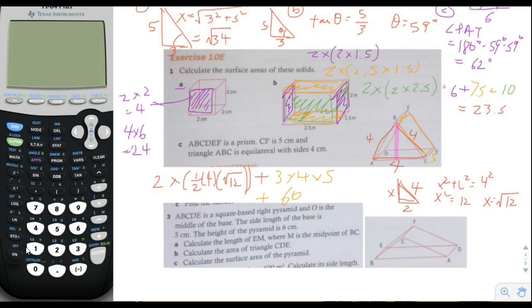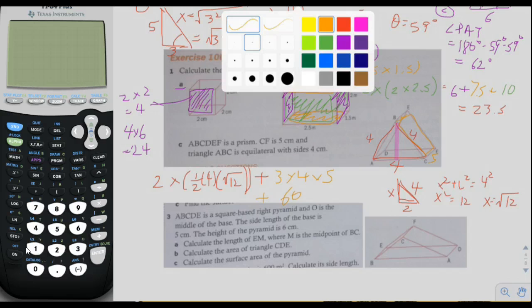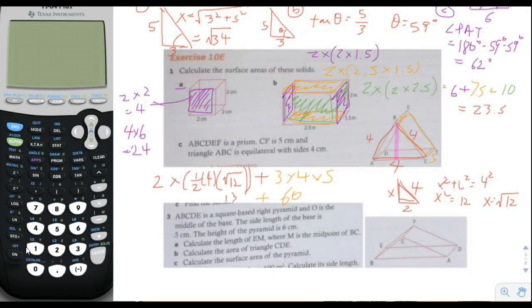And the red part, let's see, square root of 12 times 4, 13.9. Oops. 13.9 plus 60 is 73.9.